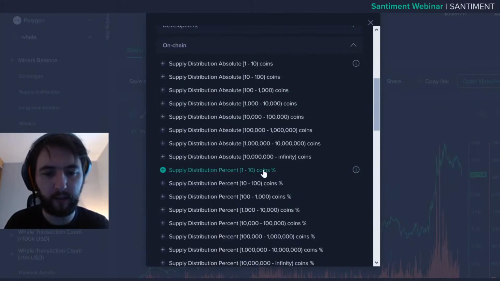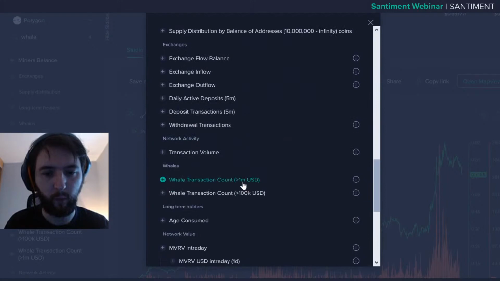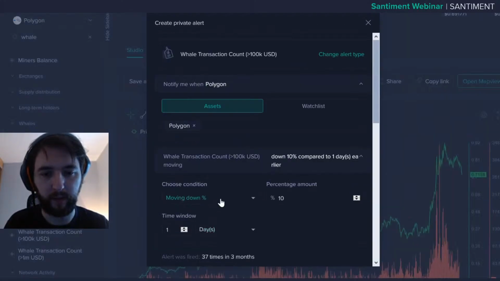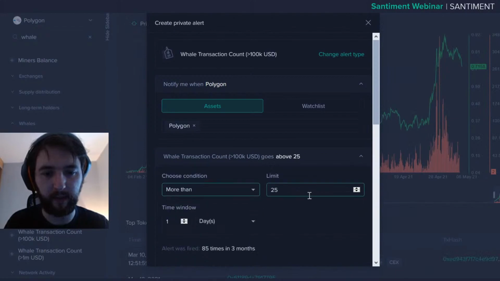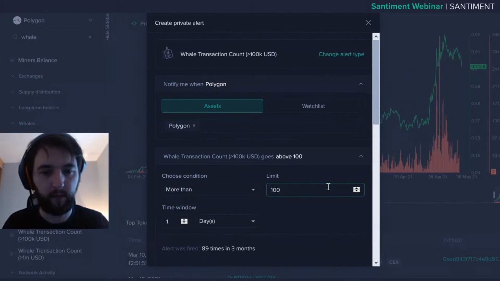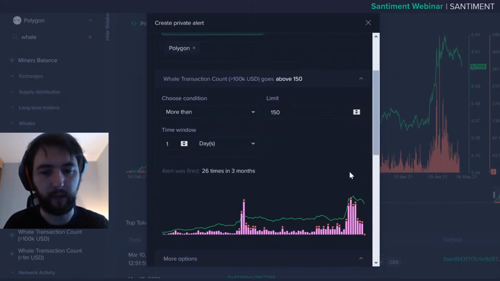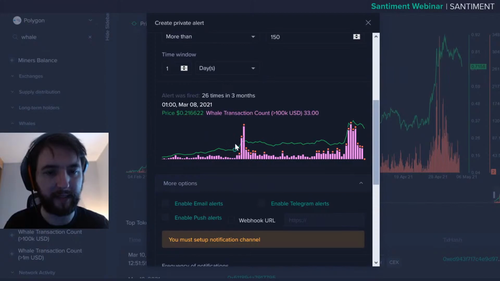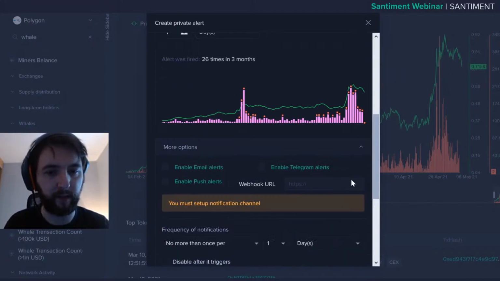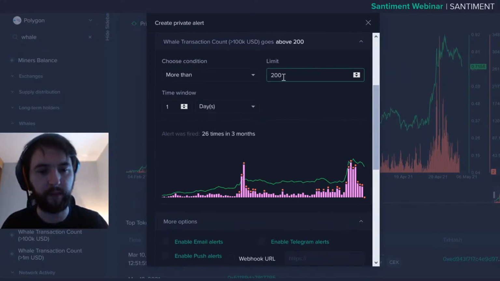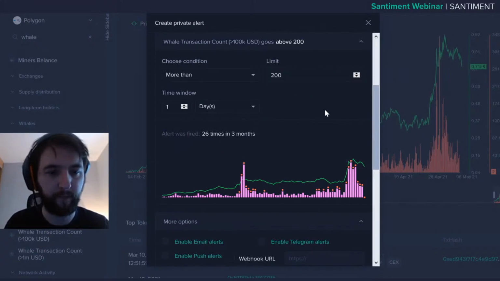Okay, so let's say, seems like I was right. Let's go on-chain. Whale transaction count 100K USD. Sorry, 150. Let me know the next time that the whale transaction count for this coin goes above 150 in a day. It lets me know the last times this has happened, and you can see when this signal would have triggered. We can then move the limits if we think that it is too noisy.